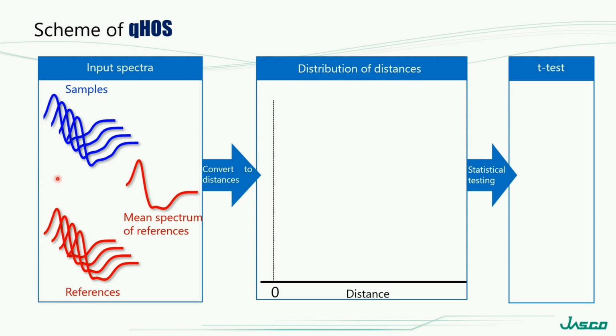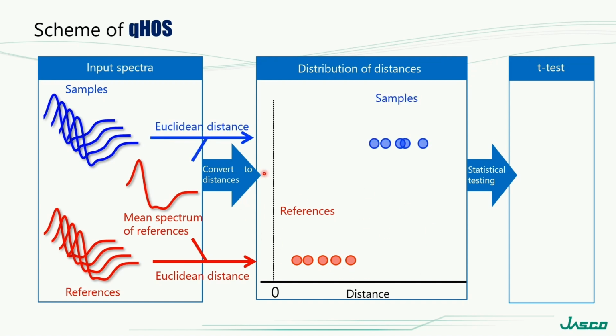First, calculate the mean spectrum of the reference, which serves as 0. Then calculate the Euclidean distances between each reference and the mean spectrum. In this way, the distribution of reference distances reflects error factors such as noise. Then calculate the weighted Euclidean distances between the sample and the mean spectrum as well.